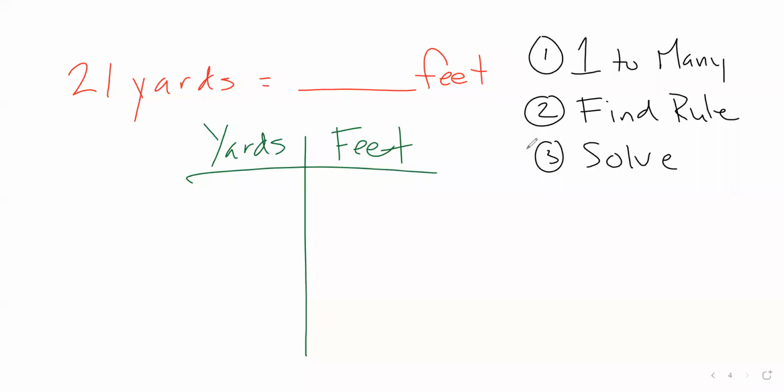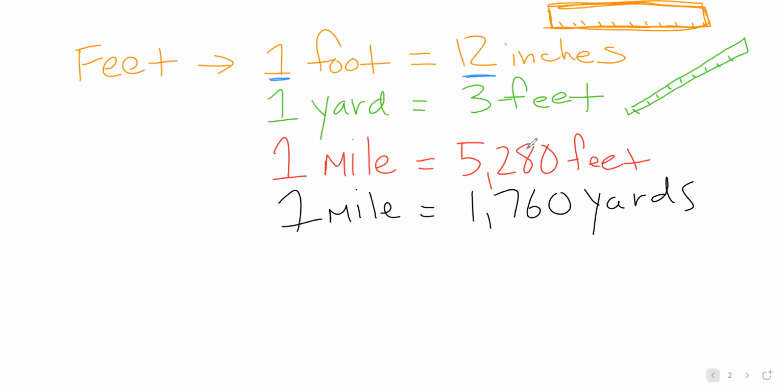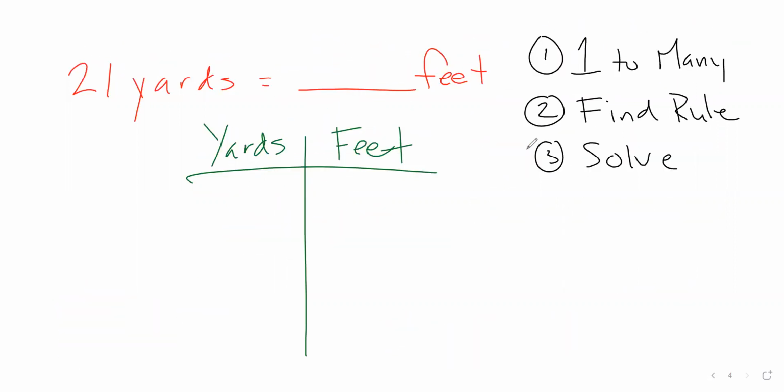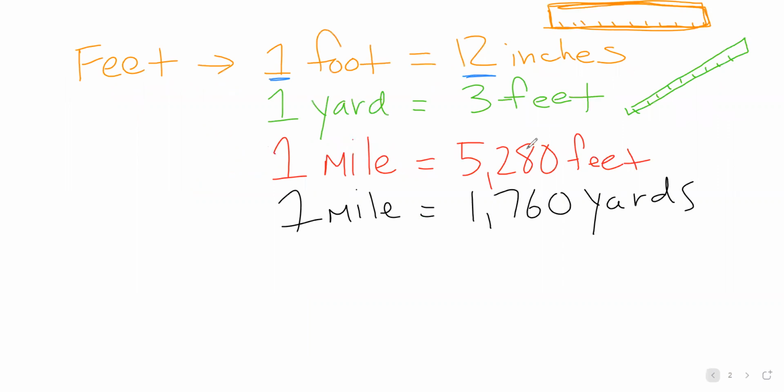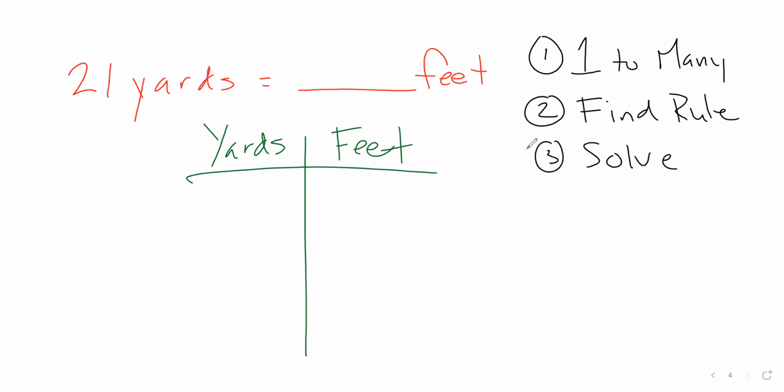Okay, so we're thinking about what is our one to many in this case. So I'm going to go back to our chart. Yards to feet. Okay, so we want to look at what is the one to the many? Is it 1 foot equals many yards, or is it 1 yard equals many feet? And we can see here, actually, it's 1 yard is equal to 3 feet. So if we go back to our T-chart, again, we can do the one to many. 1 yard, 3 feet.